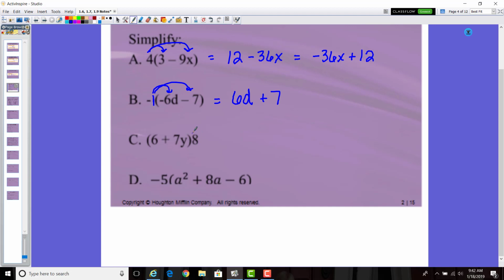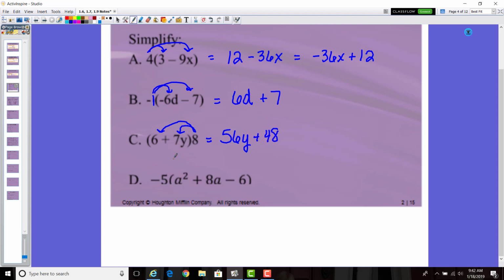Part C, the number 8 is on the back. Doesn't change anything, and in fact the order that you multiply in doesn't matter. So if you want your variable term to go first, 8 can multiply by 7y. That gives you positive 56y. 8 can multiply by 6, and that gives us positive 48.